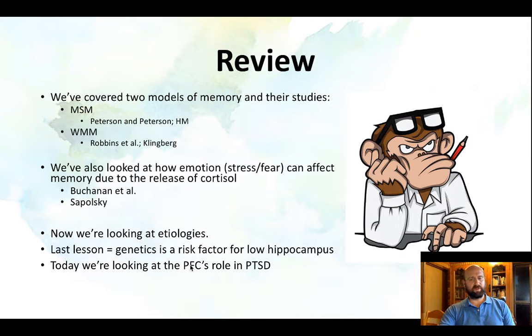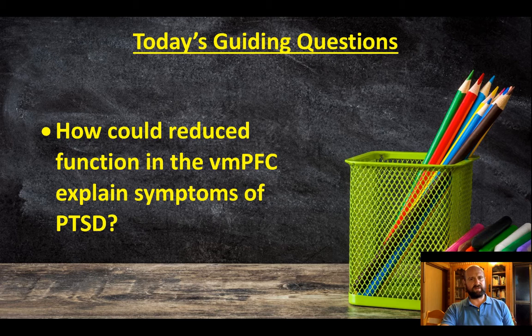Today we're looking at how the prefrontal cortex might be involved in PTSD. The amygdala, hippocampus, prefrontal cortex. Three key parts of the brain I think all high school psychology students should know about by the time they graduate, because they're the three most commonly studied parts of the brain, and they also happen to be the three most commonly involved in PTSD, so I think they're pretty key.